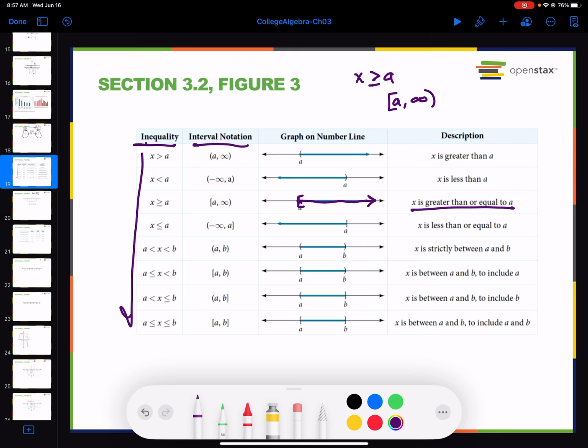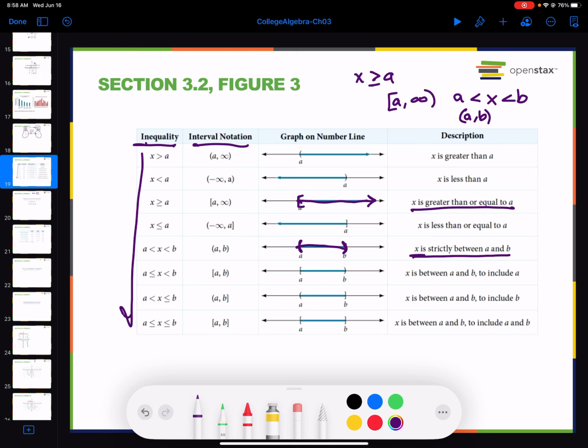And let's do a couple of the trickier ones. So here, x is strictly between a and b. So x is greater than a and less than b. My interval then is going to be from a to b, and on my number line, I'm going to include only numbers between a and b.